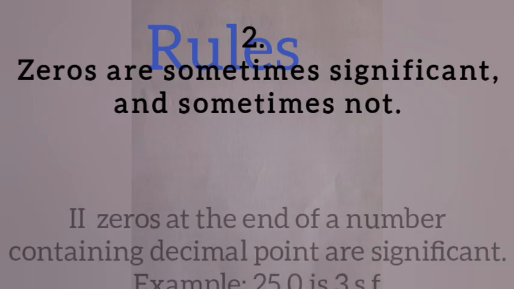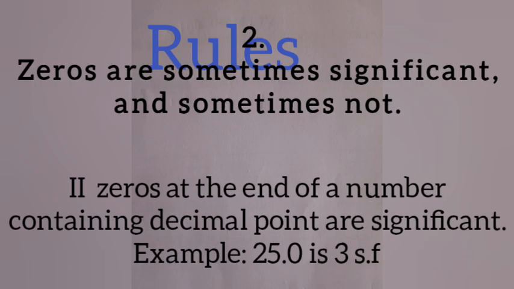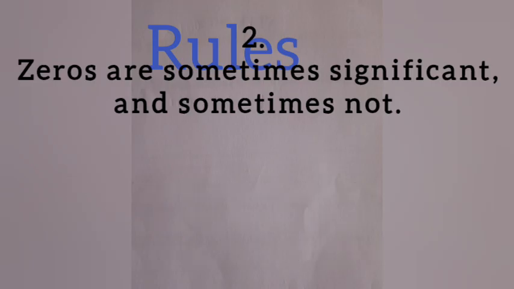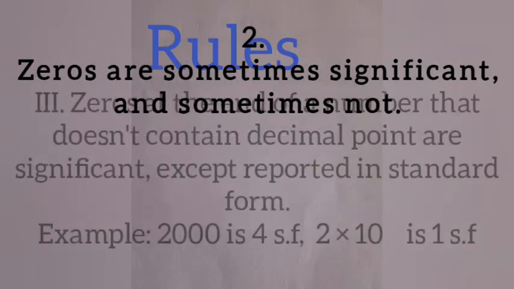Now, zeros at the end of a number containing a decimal point are significant. Example, 25.0 is three significant figures. Why? Because this number has a decimal point and the zero happens to be at the end of the number. Hence, this number is three significant figures. The zero is significant.